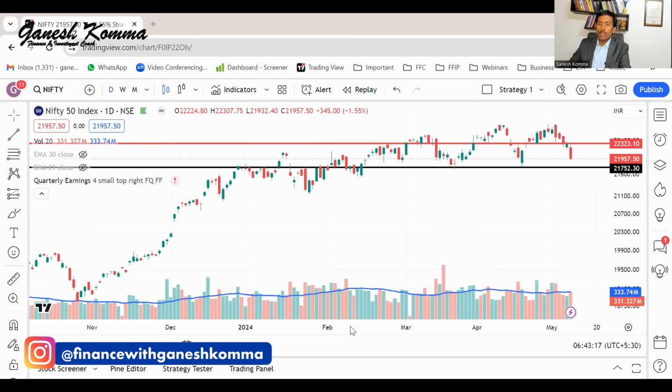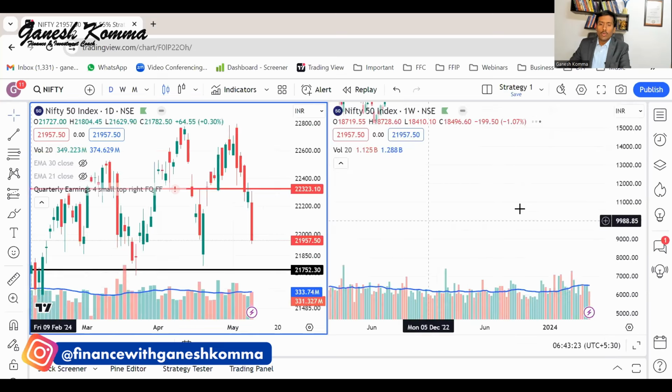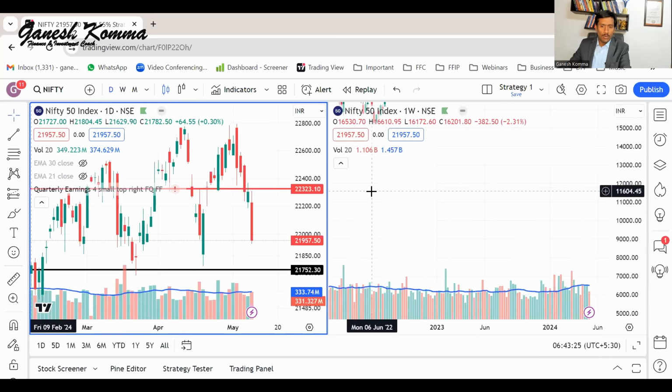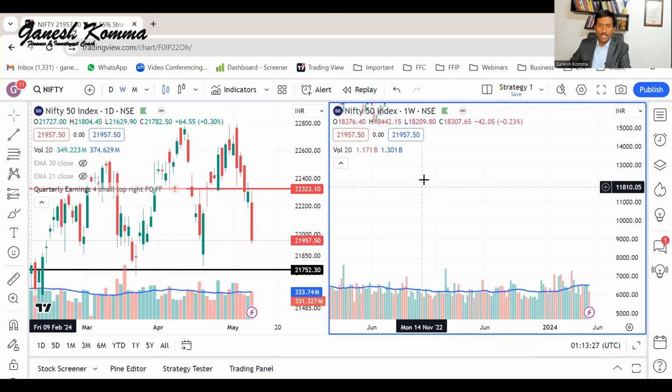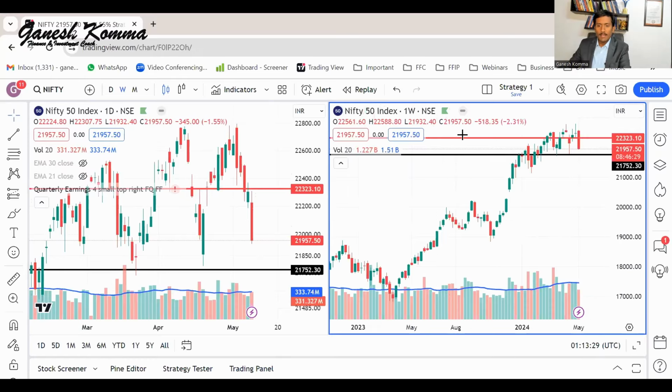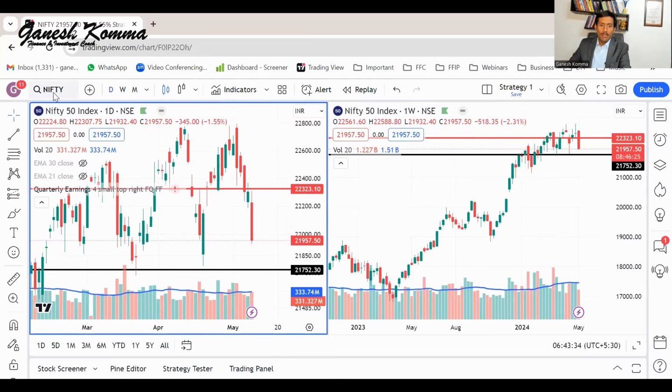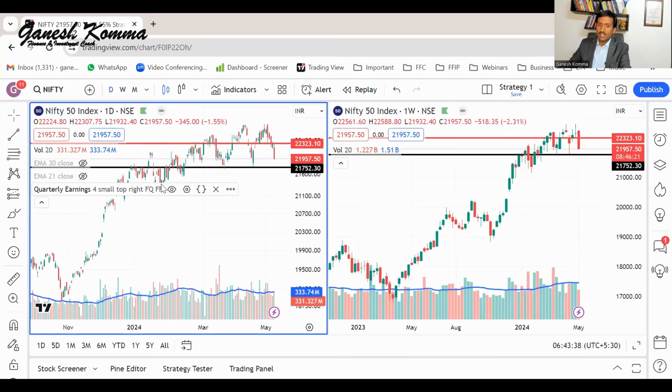Let's learn how to spot them, or what is the past, right? How it has moved in the past. Okay, so now let me load two charts in the layout. And yes, if you see my screen, the first screen is your Nifty 50 index.